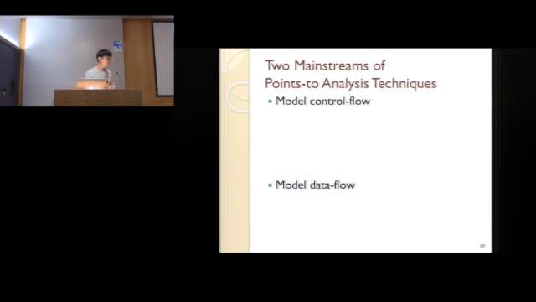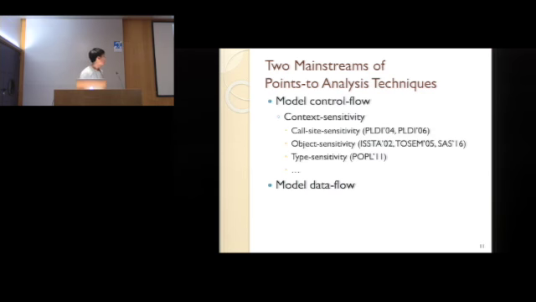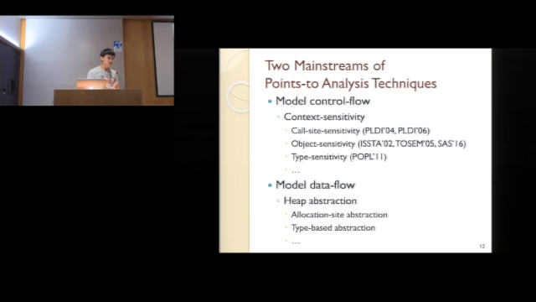So what are the developments in points-to analysis during these years? In the last decades, there are two main streams of points-to analysis techniques: modeling control flow and modeling data flow. For object-oriented programs, context sensitivity is the main technique to model control flow. Several different kinds of context sensitivity were proposed. As for modeling data flow, the representative technique is heap abstraction. While context sensitivity received much attention, little progress was made on heap abstraction. But in this work, we focus on heap abstraction.